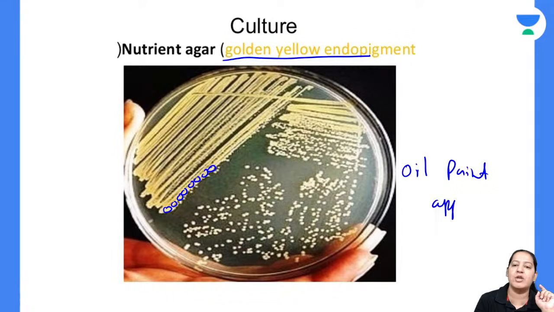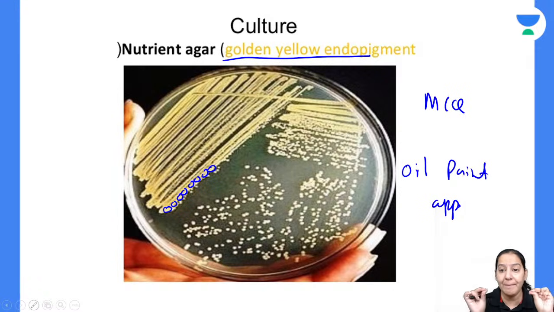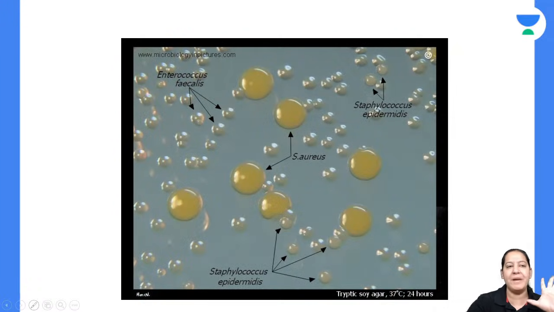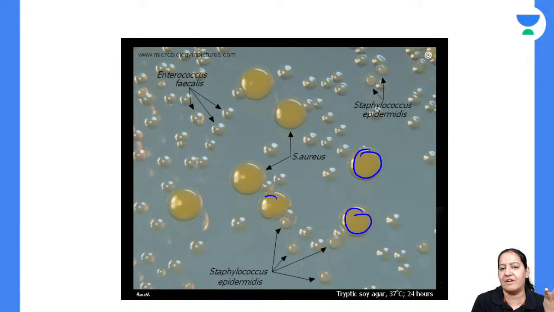Very, very important MCQ. Which bacteria gives oil paint appearance on nutrient agar? The answer is Staph aureus. It gives a glistening appearance, which is looking like an oil paint appearance. It is a golden yellow colony. What is the name of the pigment which is giving this golden yellow colony? The pigment is a lipoprotein bound to keratin, which gives this golden yellow colony. Please appreciate the golden yellow colonies. It is looking like a glistening smooth surface. That's why it is known as oil paint appearance.